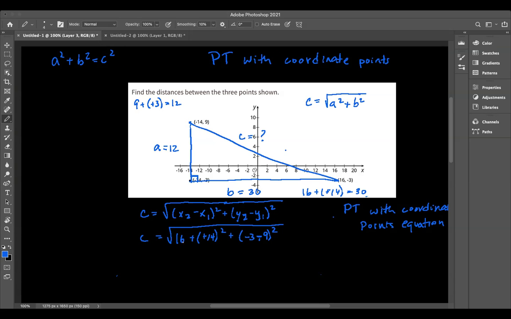Okay, so if we got this, 16 plus 14 gives us 30. So 30 squared. Okay, 30 squared. And then we have, okay, we have 30 squared.